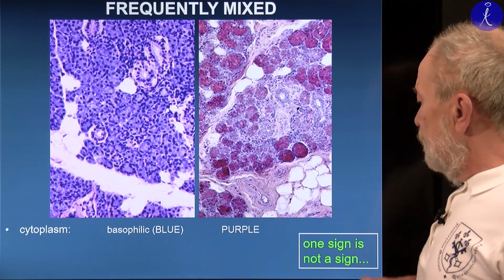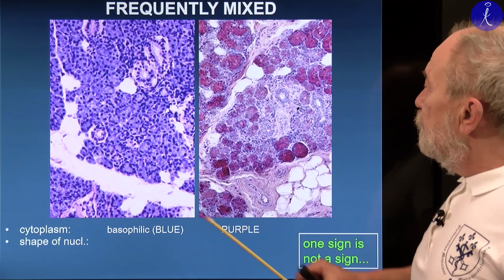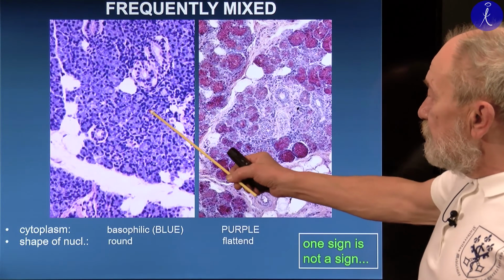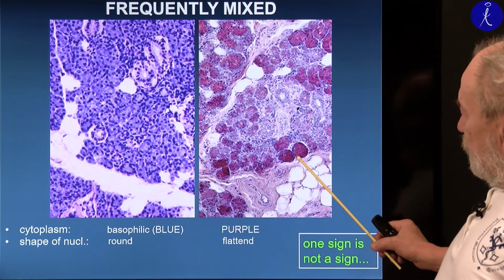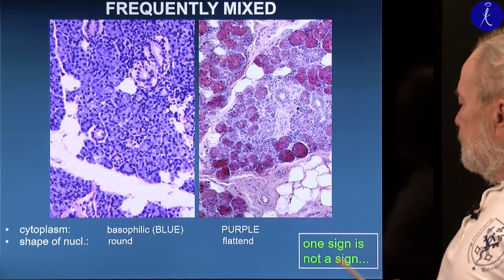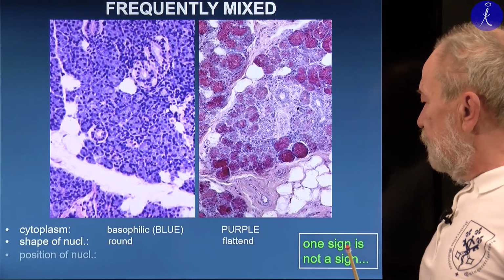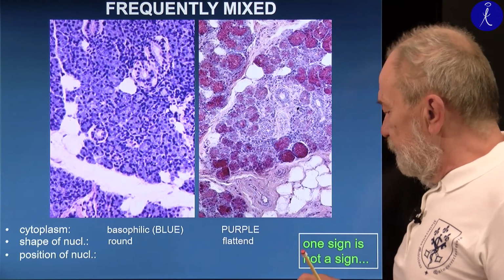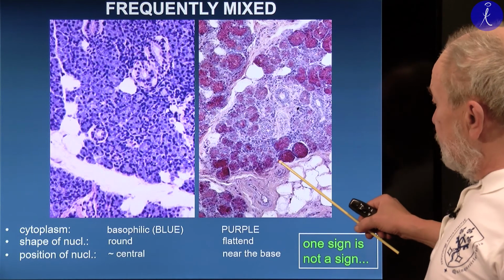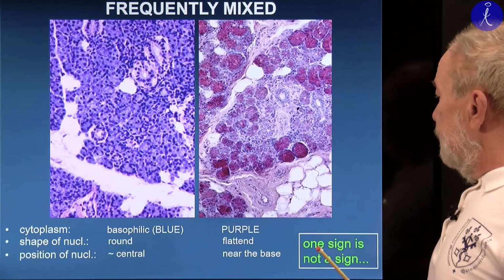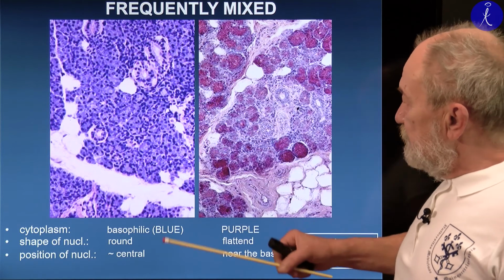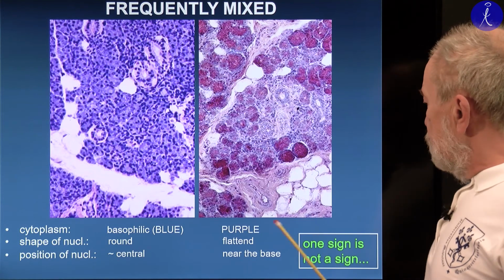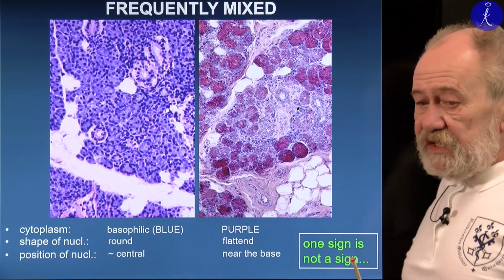So if you make a further investigation, look at the shape of the nuclei. Here in this case the nuclei are more or less round, and here the nuclei are flattened against the basal surface. And if you look at the position, the nuclei are more or less centrally located here, and here they lie at the surface. And this is the reason why this one is a serous and this one is a mucous gland, but with PAS staining.